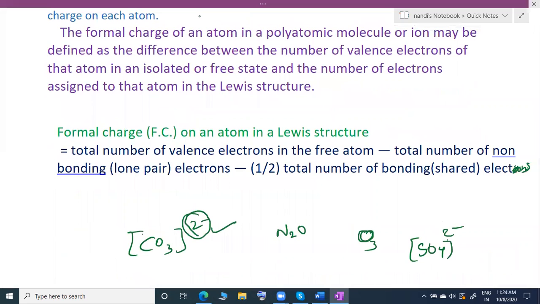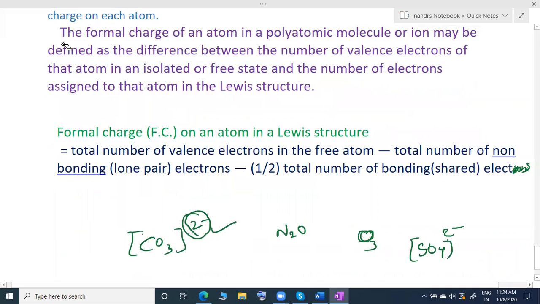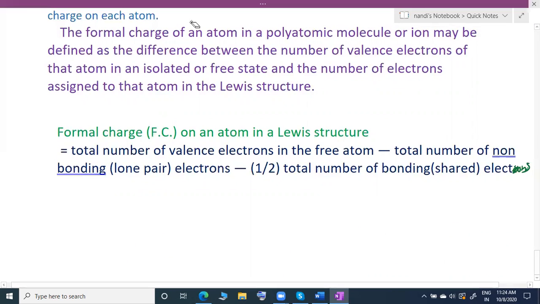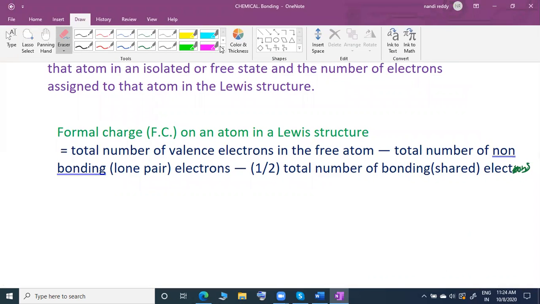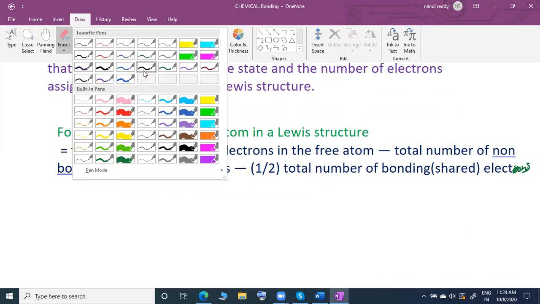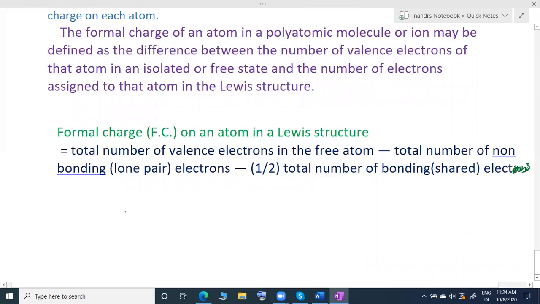So we'll discuss how to calculate. Formal charge we are going to calculate using this formula, which tells which atom contains negative charge or positive charge. For example, I'm going to calculate here the NCERT book's direct example, then followed by different examples. They gave ozone.